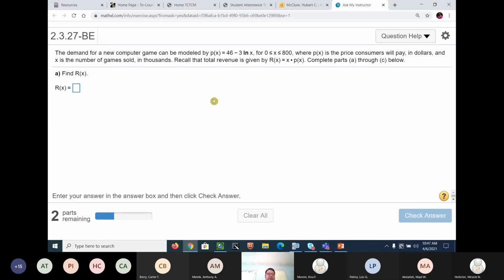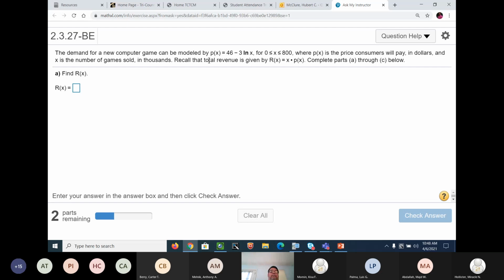Cutting edge technology. Blackboard. The demand for a new computer game can be modeled as P of X is equal to 46 minus 3 natural log of X. And X is what? P of X is the price consumers will pay in dollars, and X is the number of games sold.